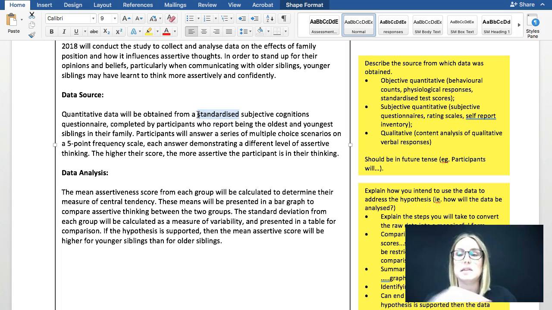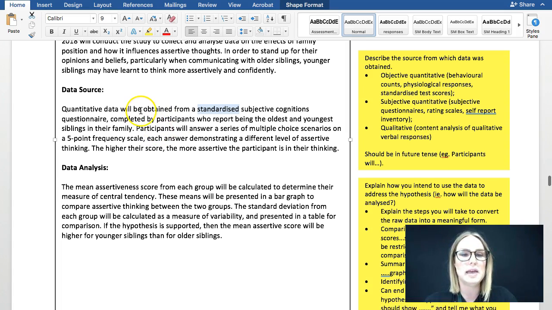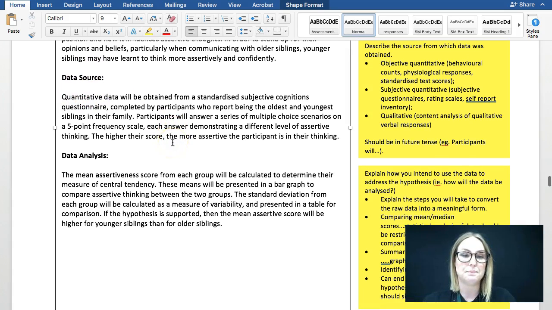Okay, so you all answered the same one. It's a standardized one that's used across multiple sites. Okay, and I've said here this is completed by participants, or will be completed by participants who report being the oldest and youngest siblings. So obviously in this, I couldn't use everyone's data because some people were only children or middle children. So I'm going to only use data from those who are oldest or youngest. And there's also no need for me to talk here about random allocation or groups or videos or anything because it's not relevant for my question. So you're only thinking about the data for your particular question. Where is that coming from?